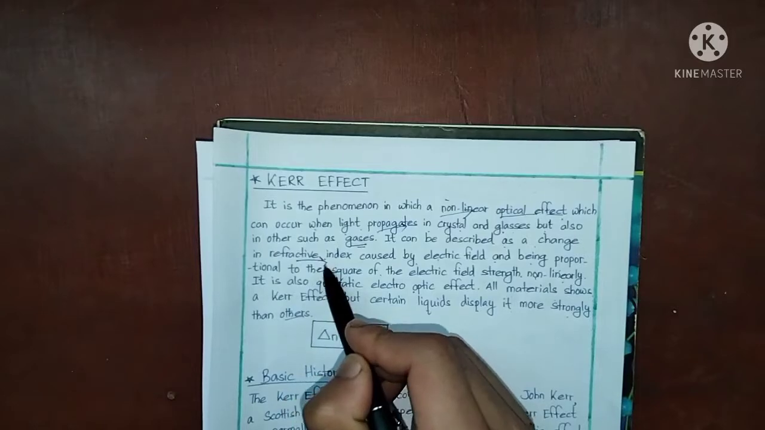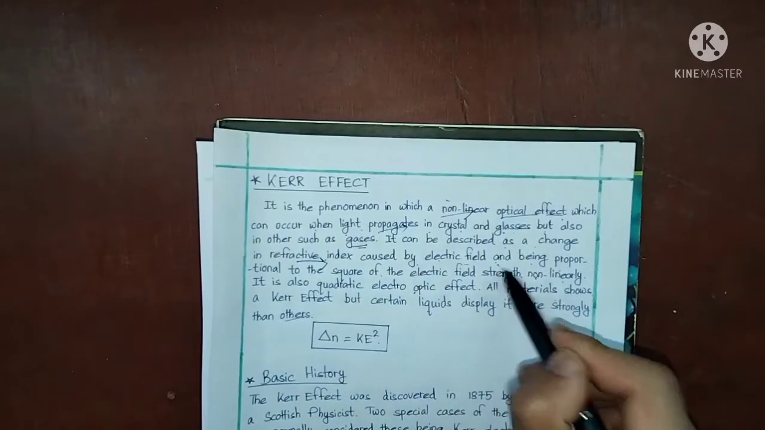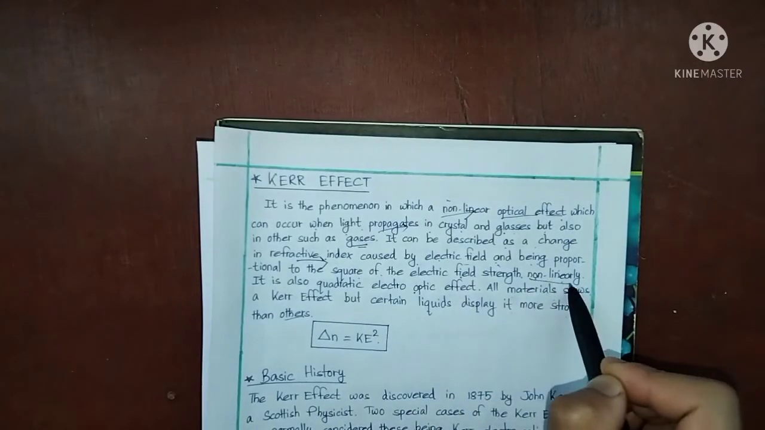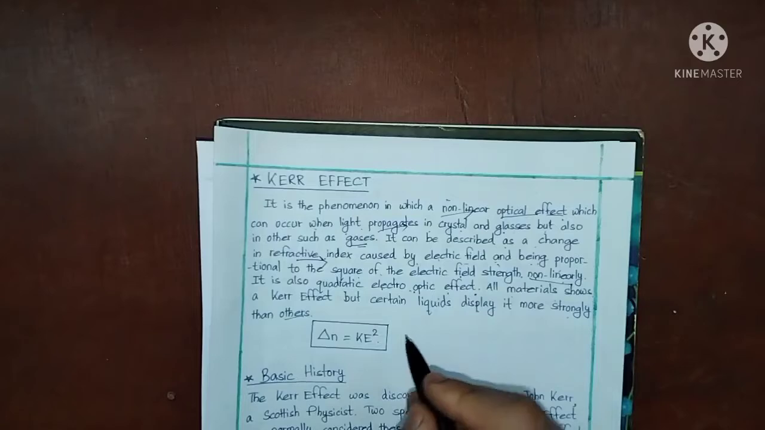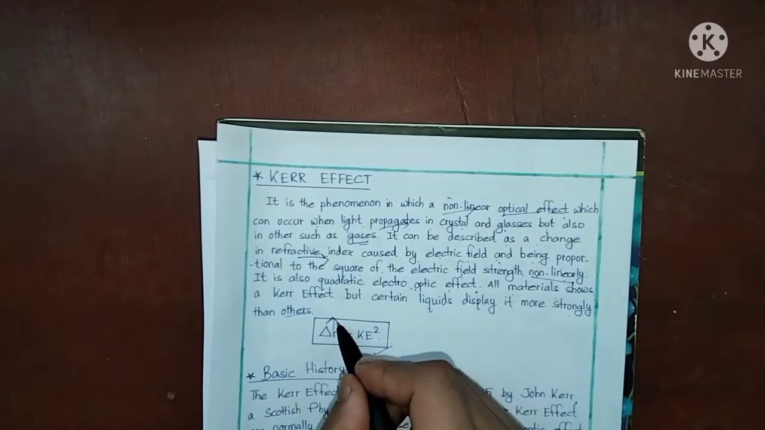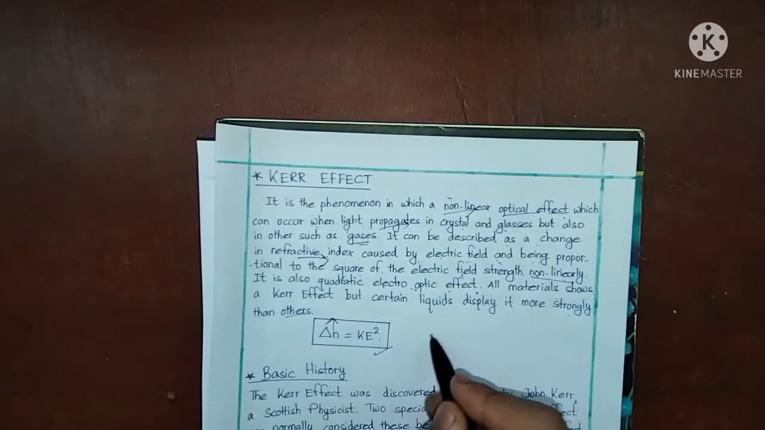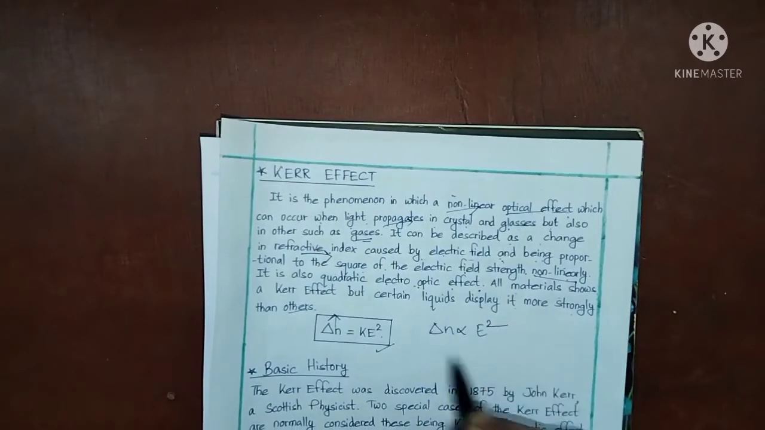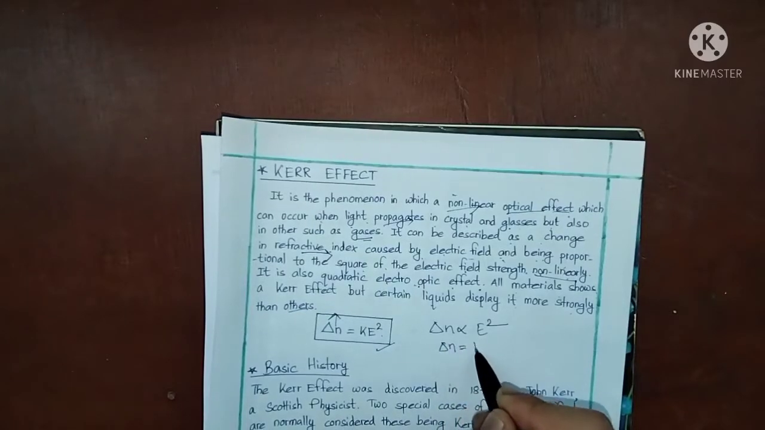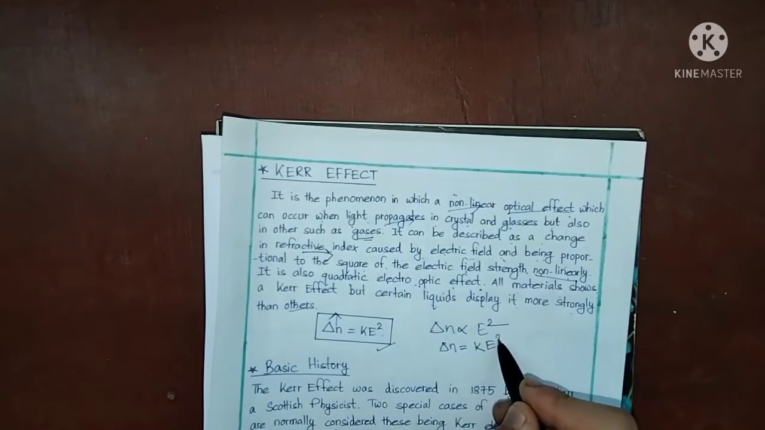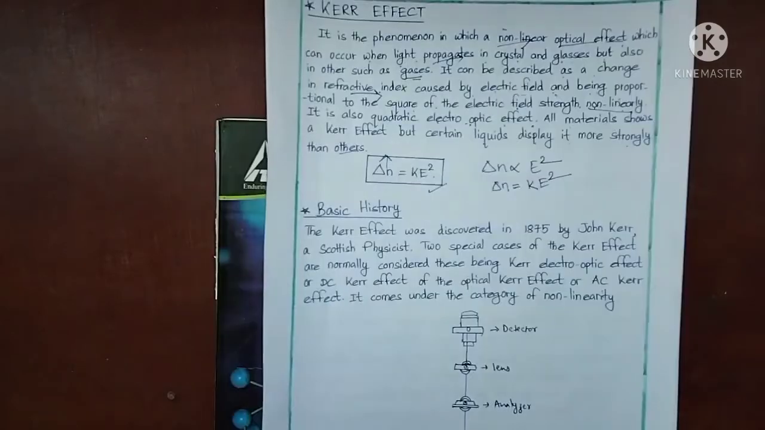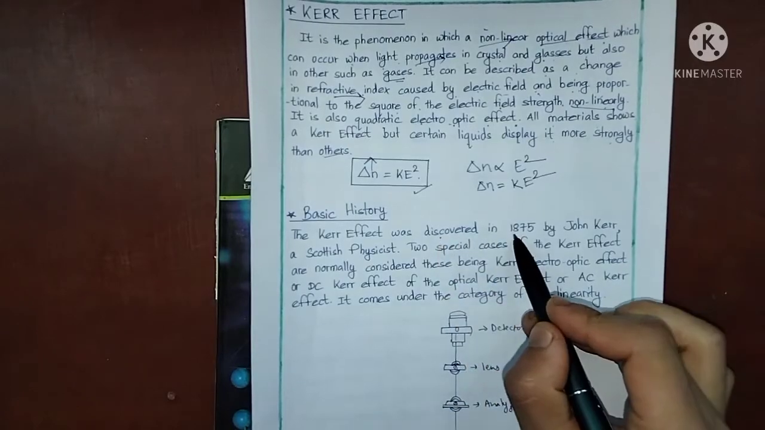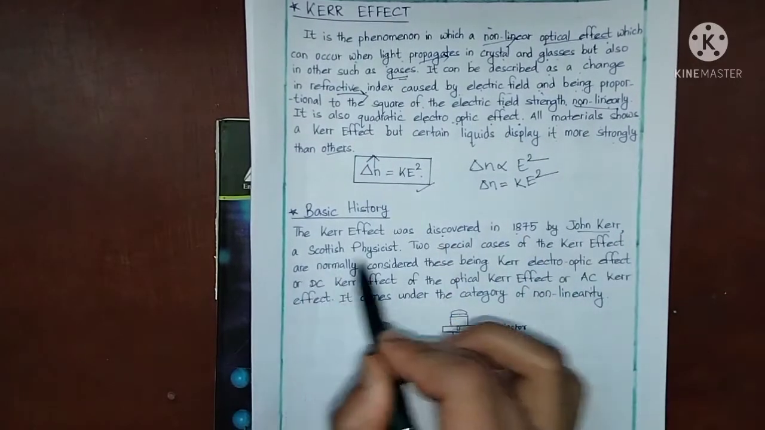The change of refractive index caused by the electric field is proportional to the square of the applied electric field, which is non-linear. This is called the Kerr effect. Mathematically, the change in refractive index is directly proportional to the square of the applied electric field: change in refractive index equals some Kerr constant times the applied electric field E square.